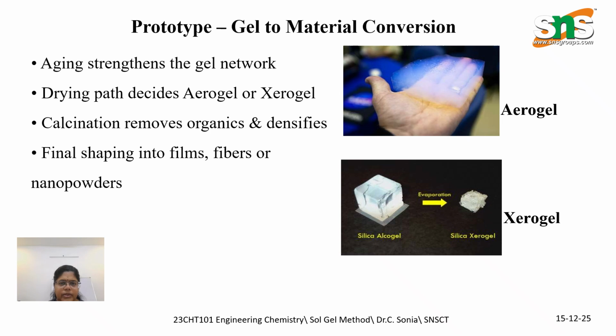So the process of gel to material conversion: you have the aerogel and the xerogel that are formed. Aging strengthens the gel network, and the drying part decides whether it is an aerogel or xerogel. Calcination removes organics and densifies the material. Then it goes to final shaping into films, fibers or nanopowders, which is also required.